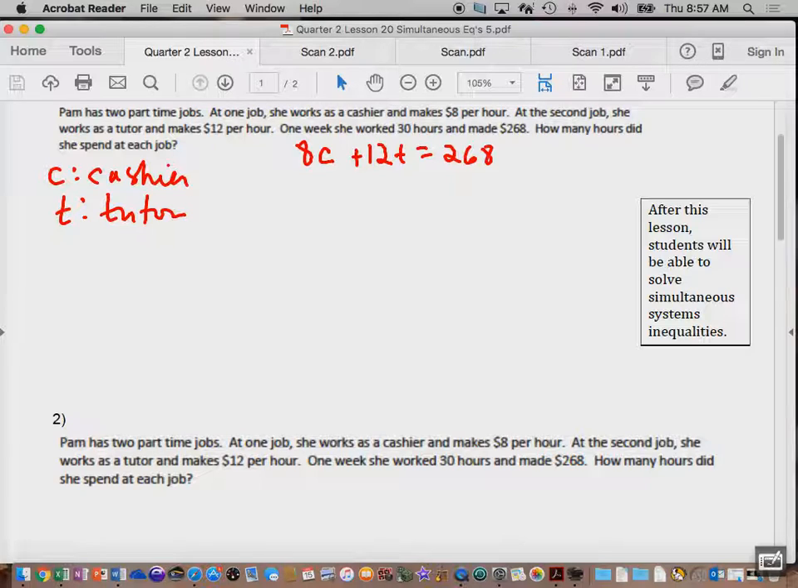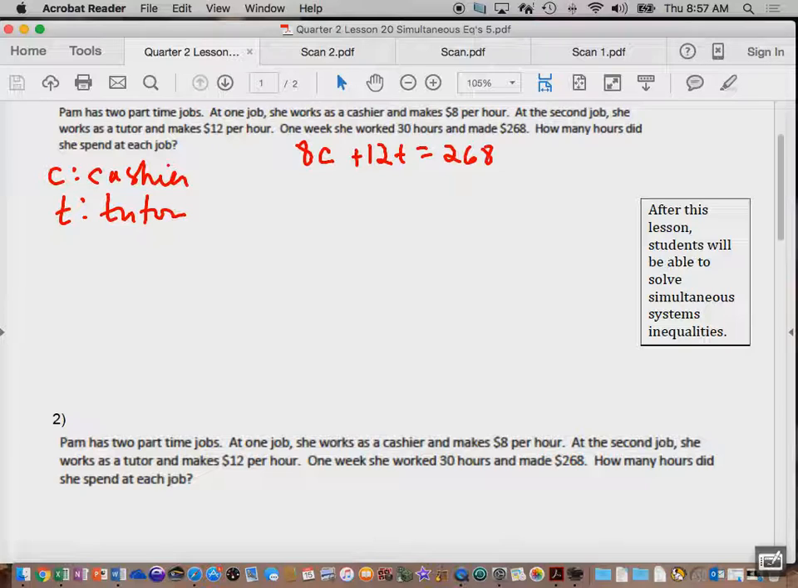There's another equation in here, and it's very subtle. Very, very subtle. It's not obvious. To me, that one's pretty obvious. What's the other equation you can write about the hours spent as a cashier and the hours spent as a tutor? It's very subtle. Emma? I'm not sure, but I have a feeling it has something to do with 30 hours. Yeah, it definitely has something to do with 30 hours. What do you know about the hours spent as a cashier and the hours spent as a tutor?